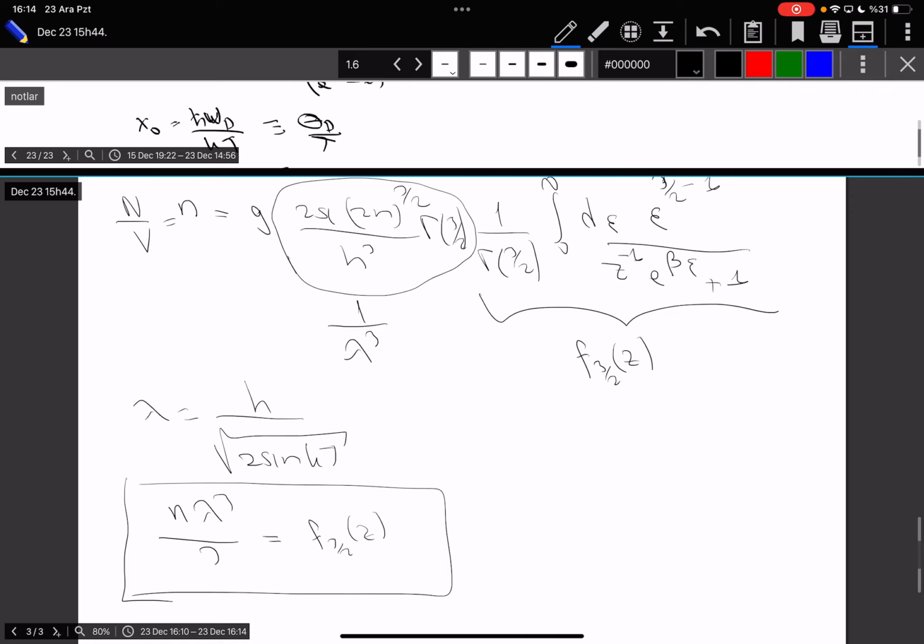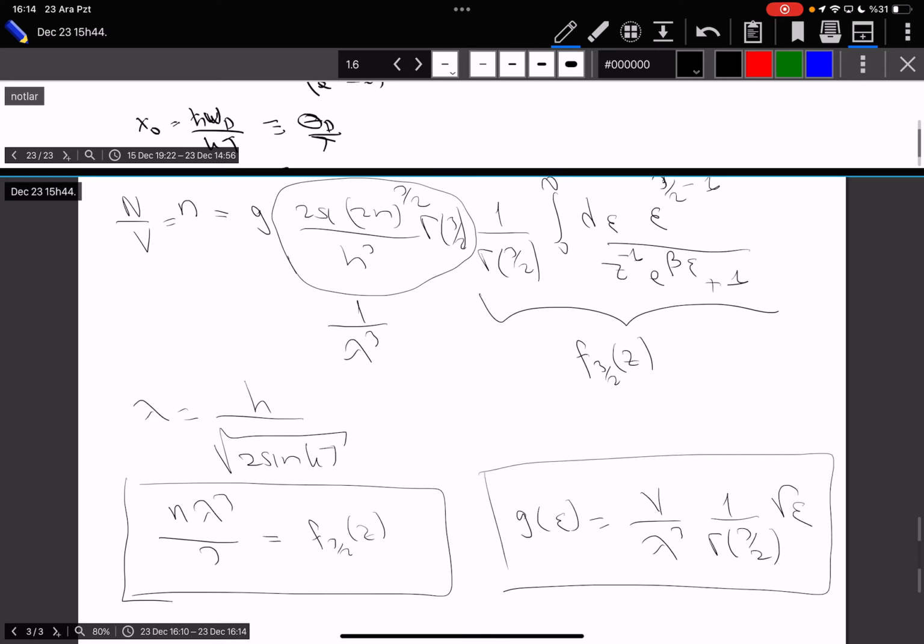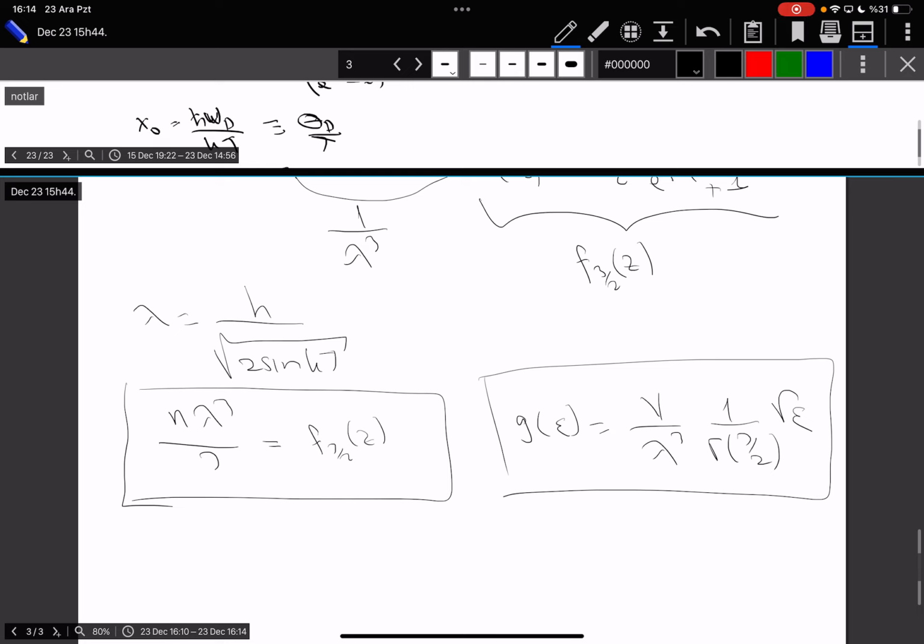And the density of states is basically V over lambda cubed divided by 1 over gamma 3/2 square root of epsilon. So any questions up to here?